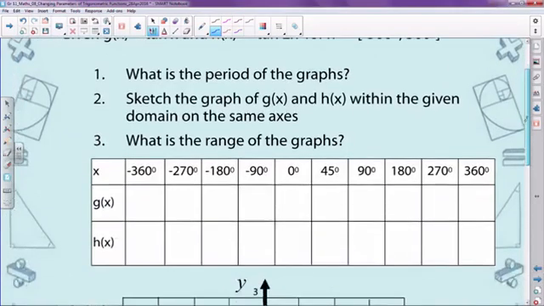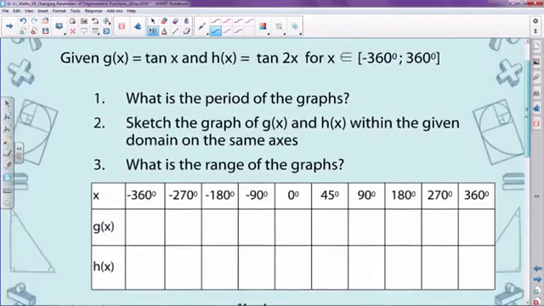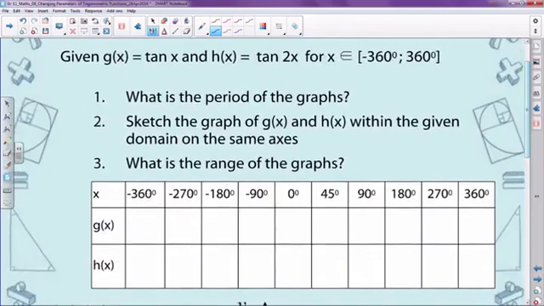Yes. So now, coming back here, you're given g of x equals tan x and h of x equals tan 2x for x an element of minus 360 to 360, right? You need to check, first of all, the period of these graphs, and then you need to sketch these graphs within the domain, which is negative 360 to 360, and then you look at the range of these graphs.